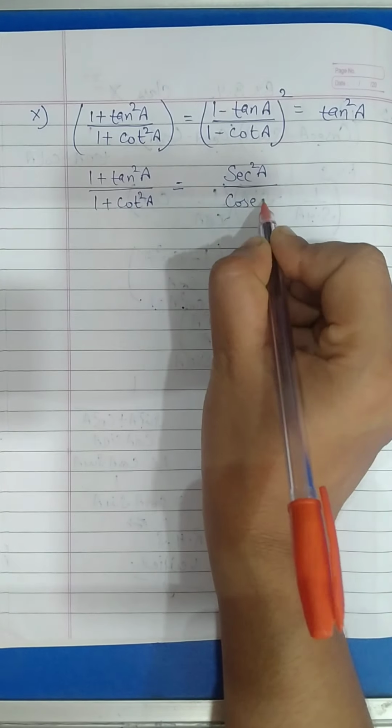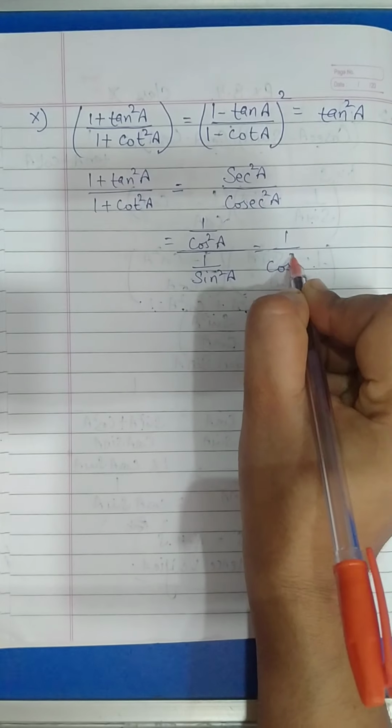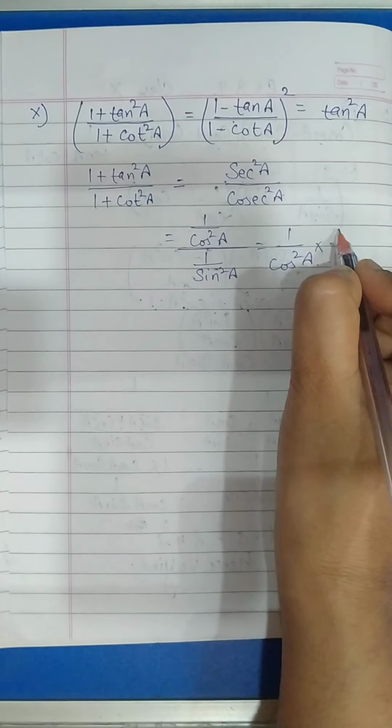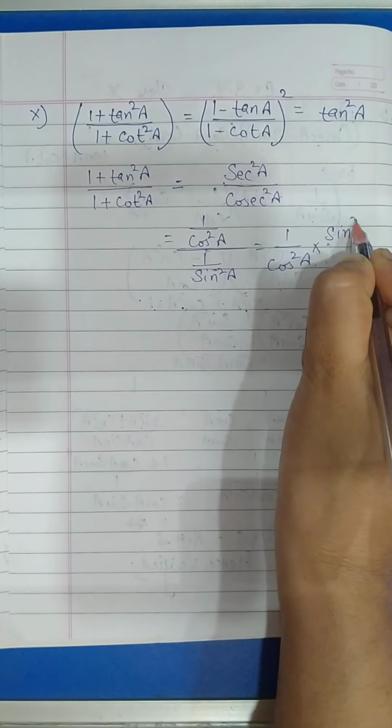Secant square A can be written as 1 upon cos square A divided by cosecant square A, which is written as 1 upon sine square A. Now the first numerator is as it is, multiply by the reciprocal. Now what is left? Sine square upon cos square, that is equal to sine upon cos means tan. Both are having square and we got tan square A.